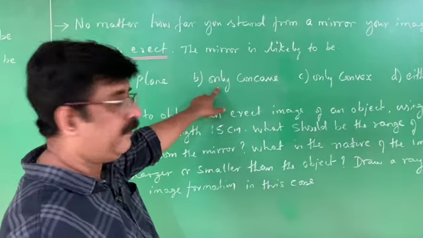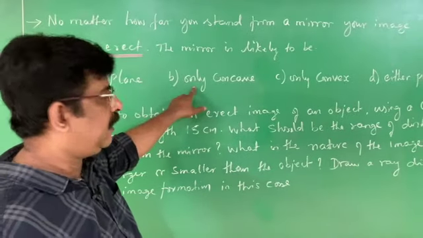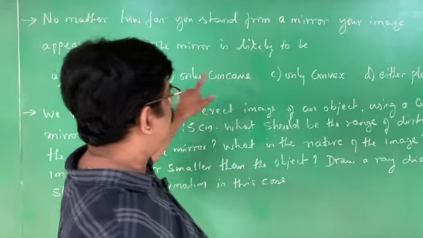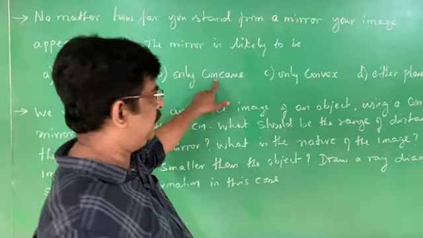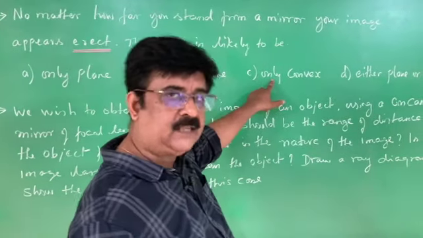Only concave, it is absolutely wrong. Concave mirror produces inverted images. Only in one case it produces an erect image. Only convex, it is also wrong. Why?